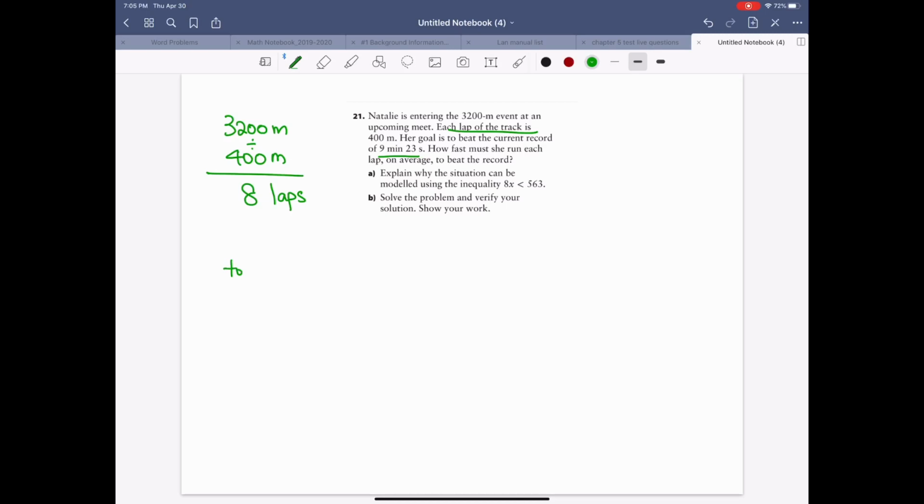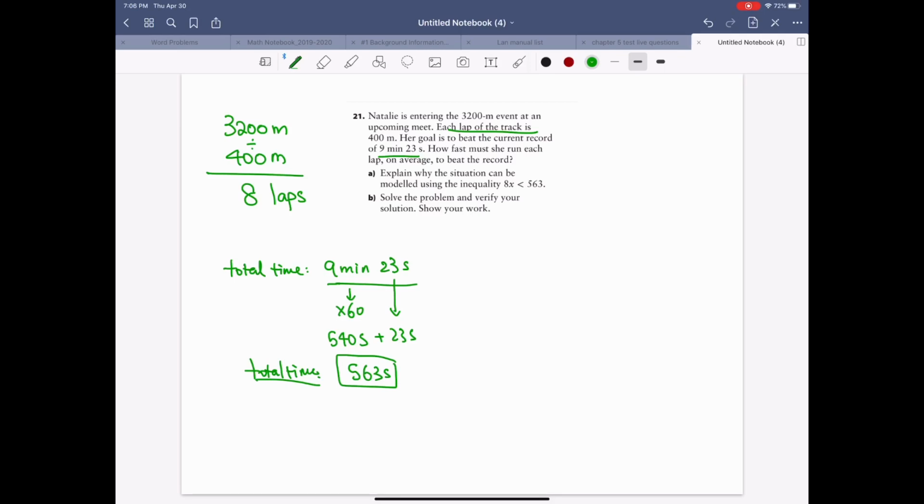So the total time they give us is 9 minutes 23 seconds, and we want to change it to seconds in order to calculate it. To change minutes to seconds, you times 60, which gives you 540 seconds, and here there's another 23 seconds. You add them up to be 563 seconds. So the total time she needs to finish 8 laps is 563 seconds.